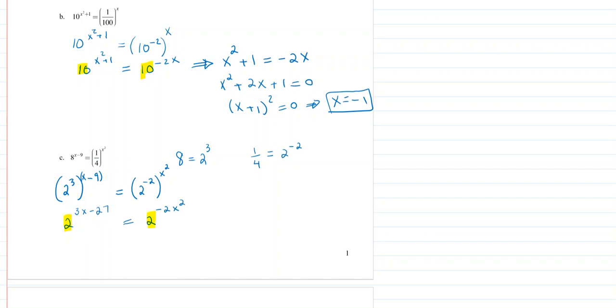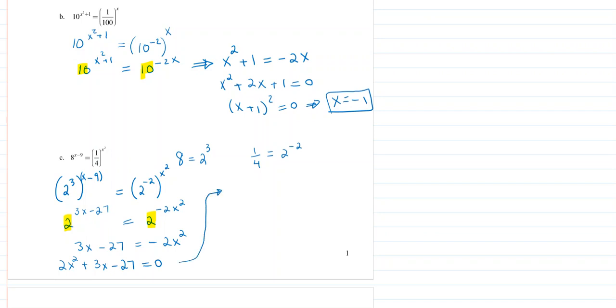And when you have matching bases, you can just drop them and set the tops equal to each other. So now we have a quadratic equation. It has both the x squared term and the x term in it, so we'll put everything on one side. I'll add 2x squared to both sides. And let's see if we can solve it by factoring.